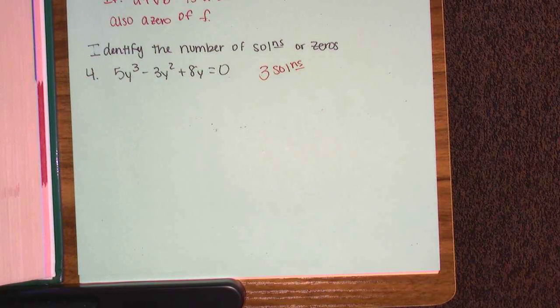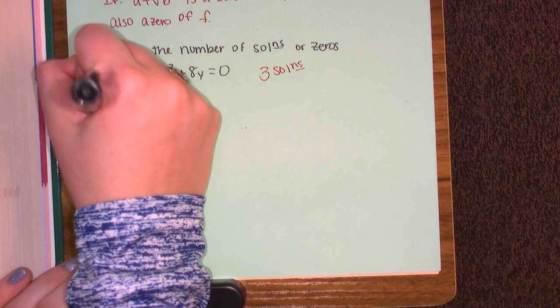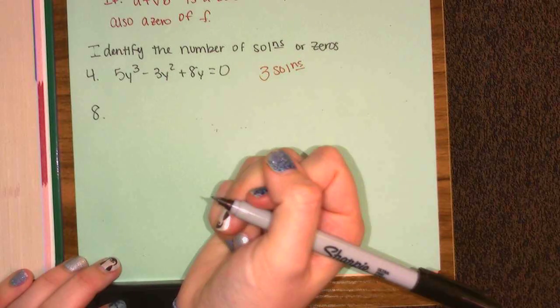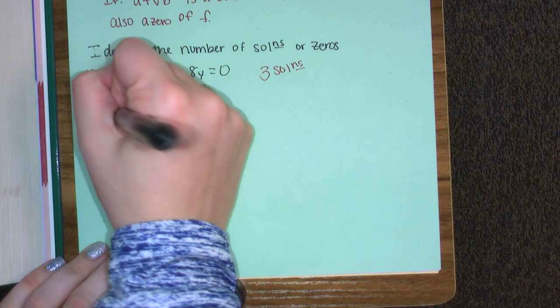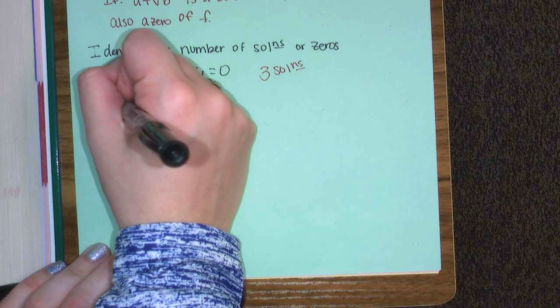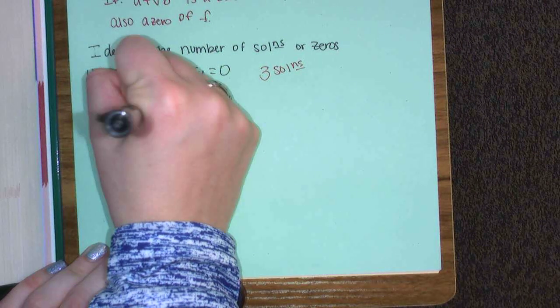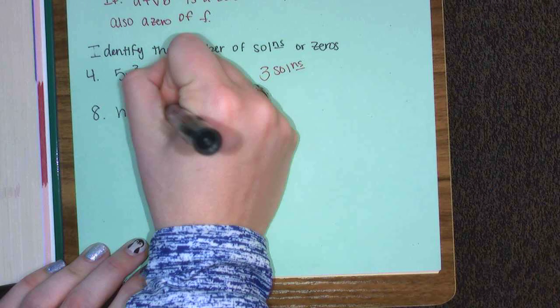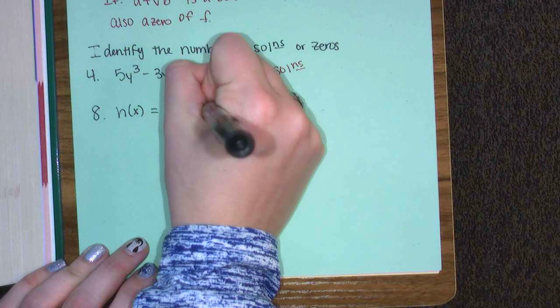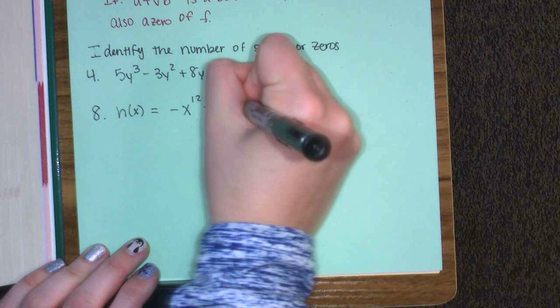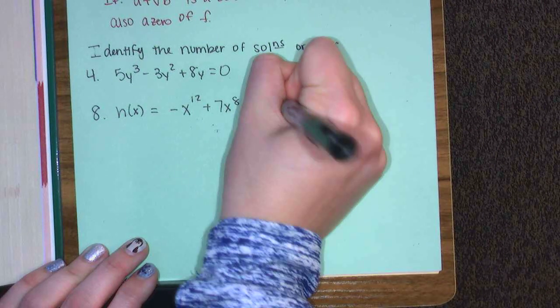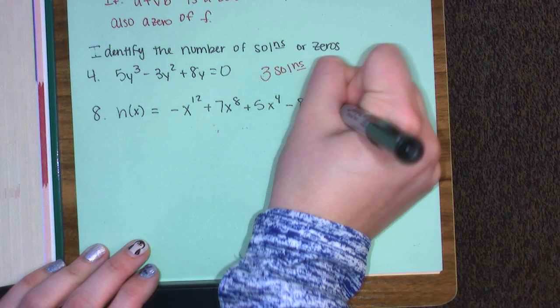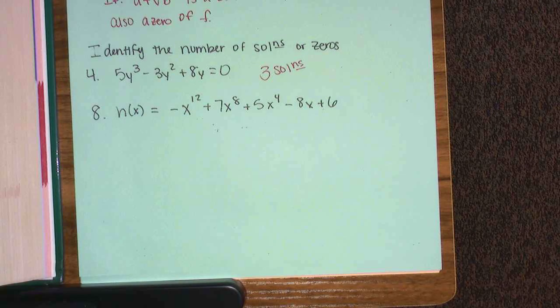I read the problem number 4. Alright. H of x is equal to negative x to the 12th plus 7x to the 8th plus 5x to the 4th minus 8x plus 6. How many solutions are there? 12.